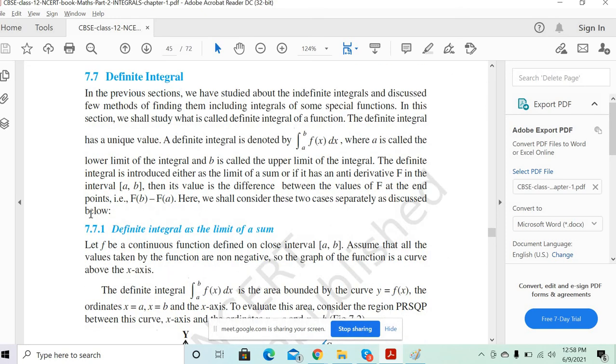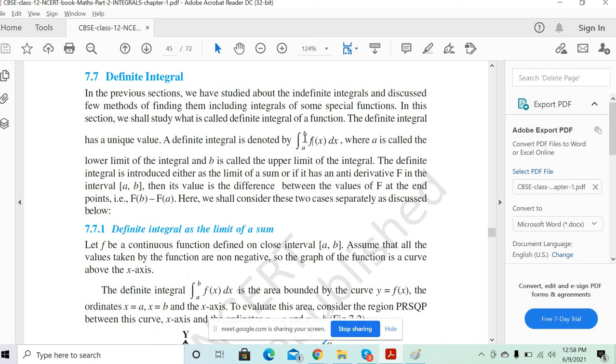So what is a definite integral? When we say definite integral, it means that we are providing the limits now. Limits means just write down this part: lower limit is a, upper limit is b, integral of f of x dx. This is called the definite integral. Definite integral means you have to find the integration within the limits.